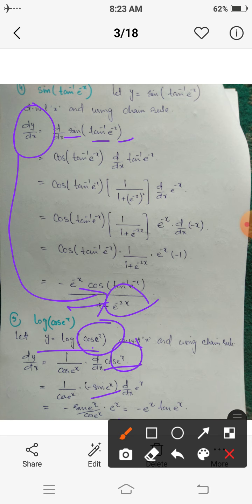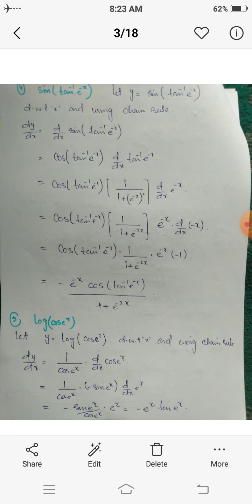d by dx of e^x is simply e^x. It is simply minus cosec e^x cot e^x, that is minus e^x times cot e^x. So this is the required differential, or derivative, for the given function.